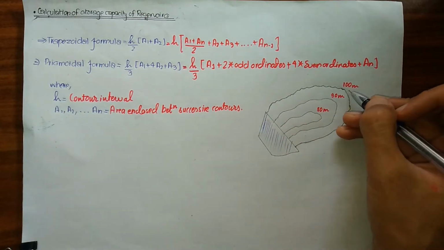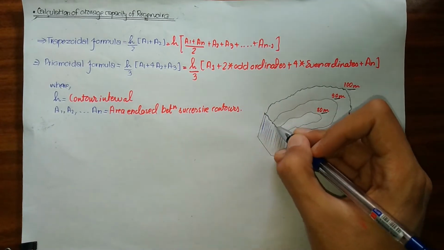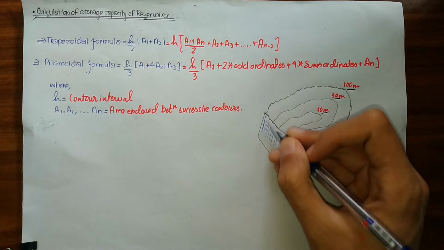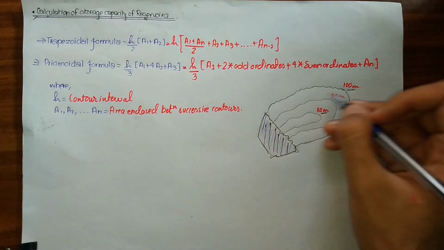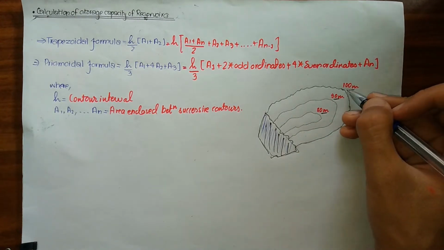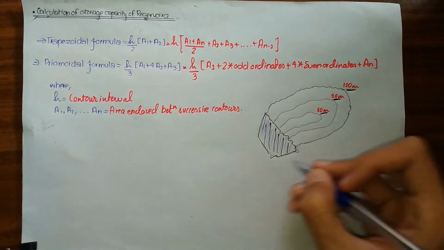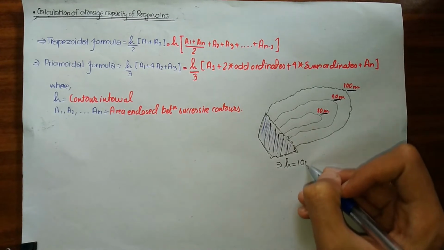And as you can see here, I have my contours of 100 meter, 90 meter and 80 meter, and this is the bottom end of my reservoir. I need to calculate the storage capacity up to this area. As you can see, I have my 100 meter, 90 meter and 80 meter contours. So my contour interval, which is denoted as h, is simply equal to 10 meter.